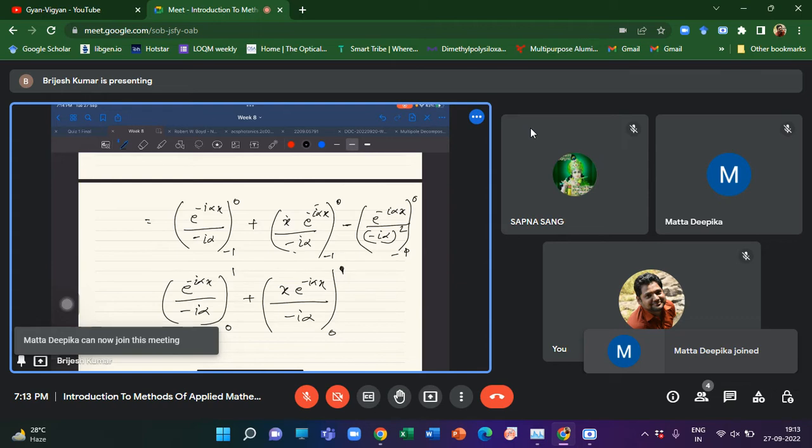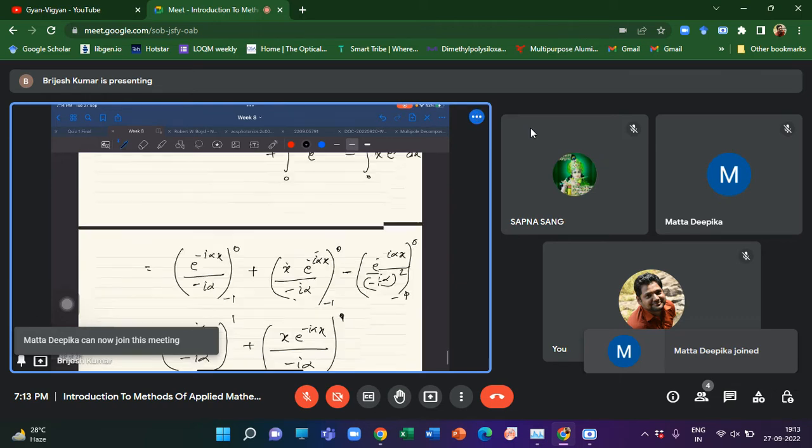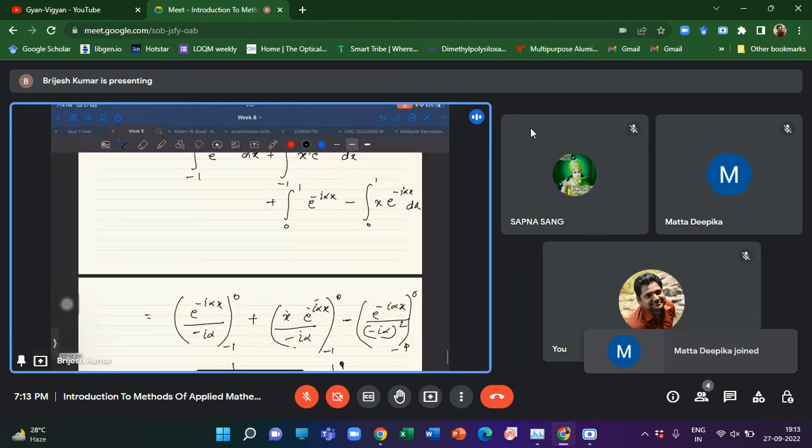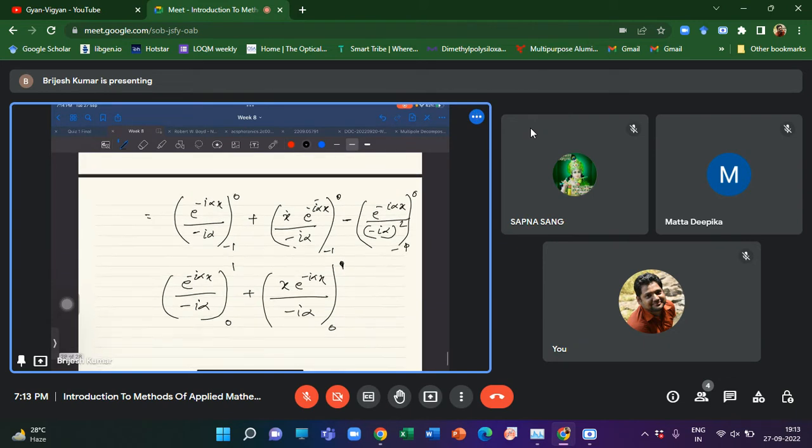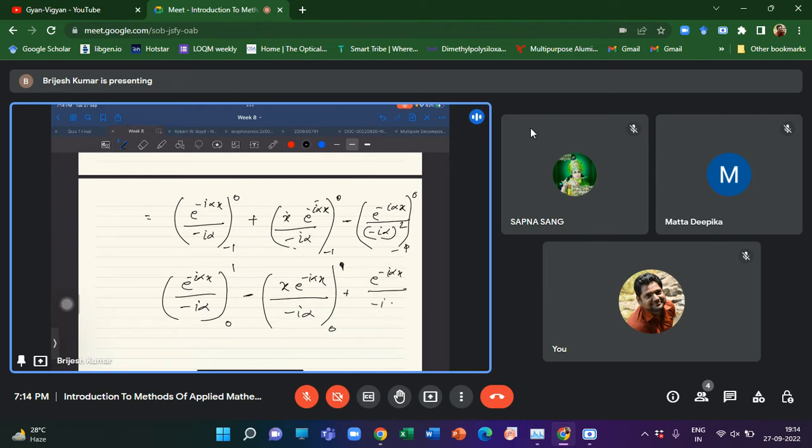0 to 1, then minus, or actually it has also minus. Okay, so I think this will also come into minus and this will be plus e to the power minus i alpha x upon minus i alpha, whole square, to the power 0 to 1. Now you can solve.